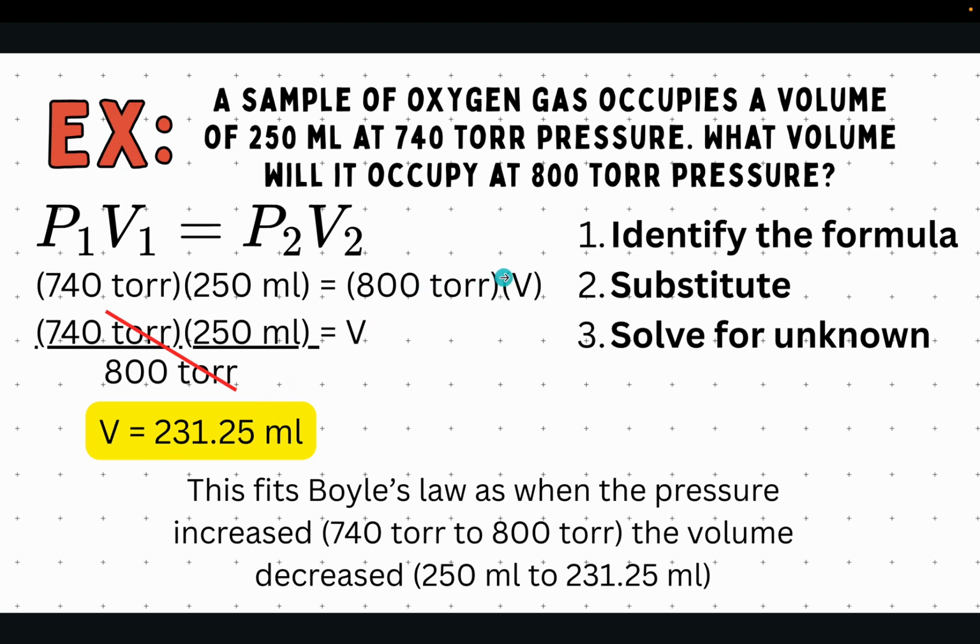So what has this to do with Boyle's law? So this fits Boyle's law as the pressure increased from 740 torr to 800 torr. So that means pressure increased, it went up. The volume decreased. It went from 250 milliliters to now 231.25 milliliters. So as pressure went up, 740 to 800, volume went down.